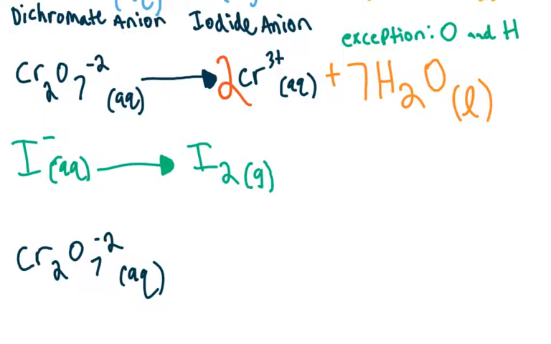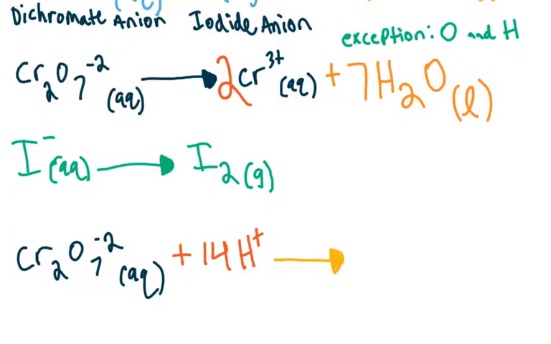Oxygen, we just solved that exception by adding 7 water molecules. Now the H is another exception. Well, now it's not an exception. We have 14 hydrogen atoms here, so what you're going to do for H is add 14 hydrogen ions on the left side also. Hydrogen cations. So it's going to be dichromate anion plus 14 H+ ions, and then we're going to have our arrow, and the rest of the atoms are going to stay the same.